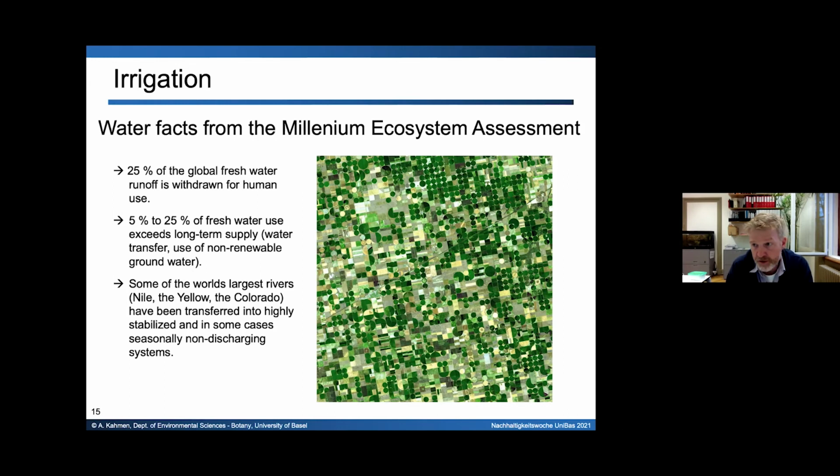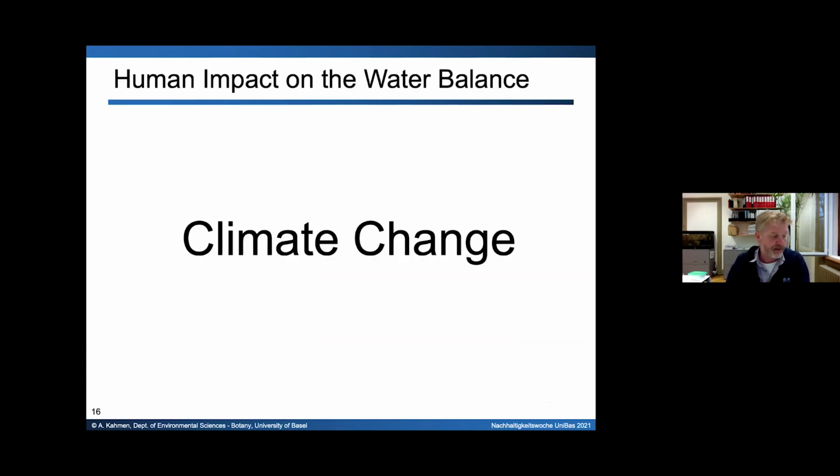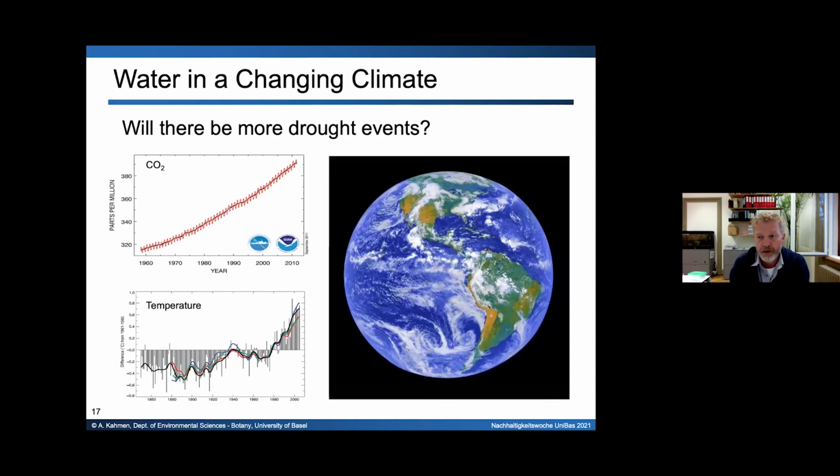But we're also changing the ecosystem water balances by adding or irrigating water or withdrawing water from certain systems. That's the second most important aspect, how humans interfere with the water cycle. And then there is a third aspect, which is an indirect impact on the water cycle, which comes through a changing climate.